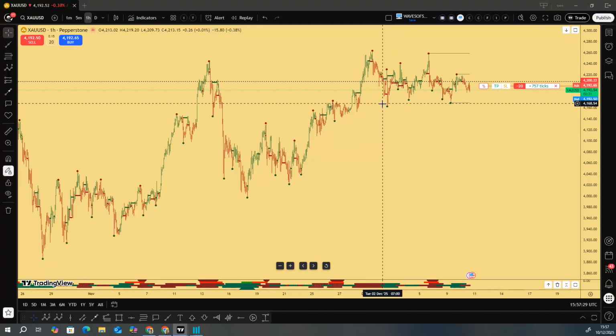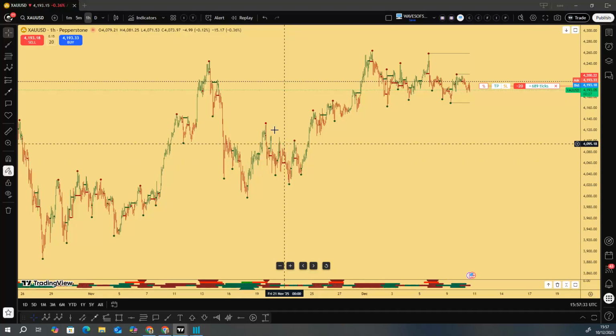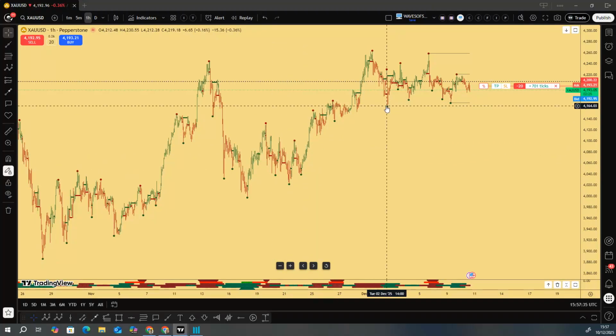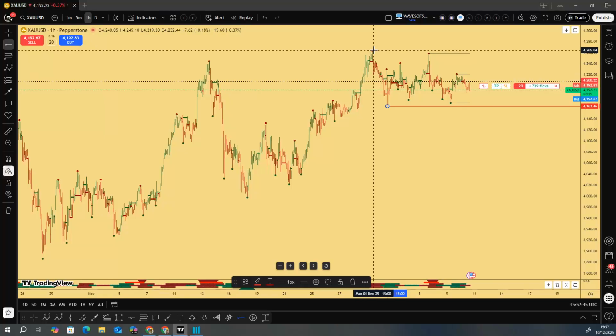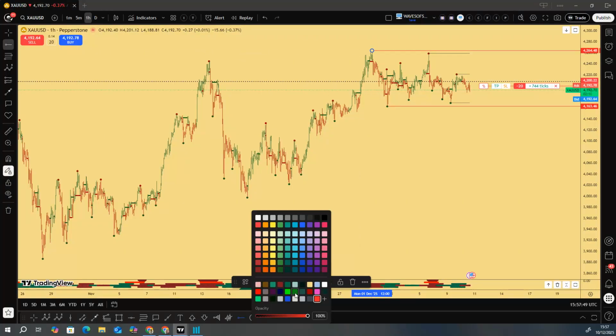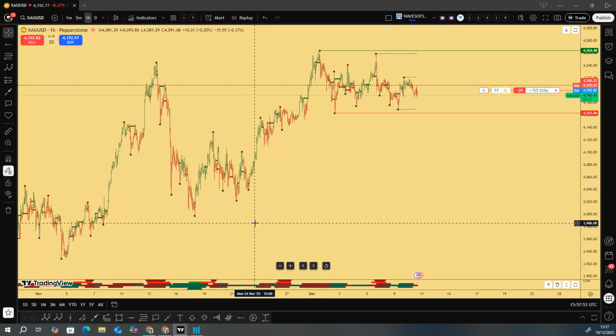In order for the 4 to be a valid structure like this 2, we need to see a break below here. And when that will happen, we don't know. So in order for the 5, that's basically the way we look at the price. The wave structure helps us to know where we are.